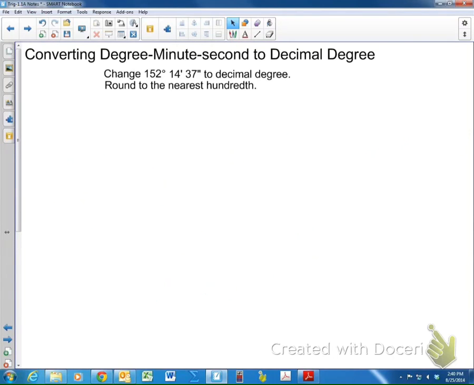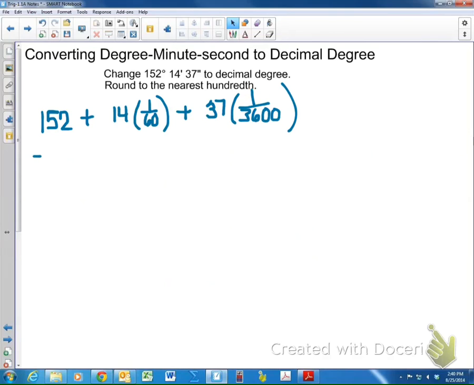Now let's go the other way. So we're going to take 152 degrees, 14 minutes, and 37 seconds. We're going to take it to decimal degrees. So we're going to round to the nearest hundredth in the end. So we're going to start by taking 152 plus 14 and multiply it by 1/60th, because to convert 14 minutes, instead of multiplying this time, we'll divide by 60. Take the 37 and multiply it by 1 over 3600, or divide by 3600. That's to represent our seconds.